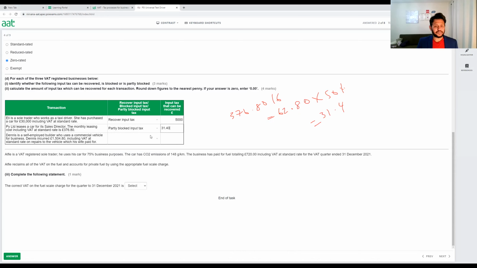31.40. The next one we have here: Dennis is a self-employed builder who uses a commercial vehicle for business. So he used the commercial vehicle, he didn't buy it. Okay, so Dennis incurred 1,504.80, including VAT at the standard rate, on repair to the vehicle, which his wife paid for. He cannot claim. If you don't take a lease, it is blocked. So you're not taking a lease, so you cannot claim any VAT, so it will be 0.